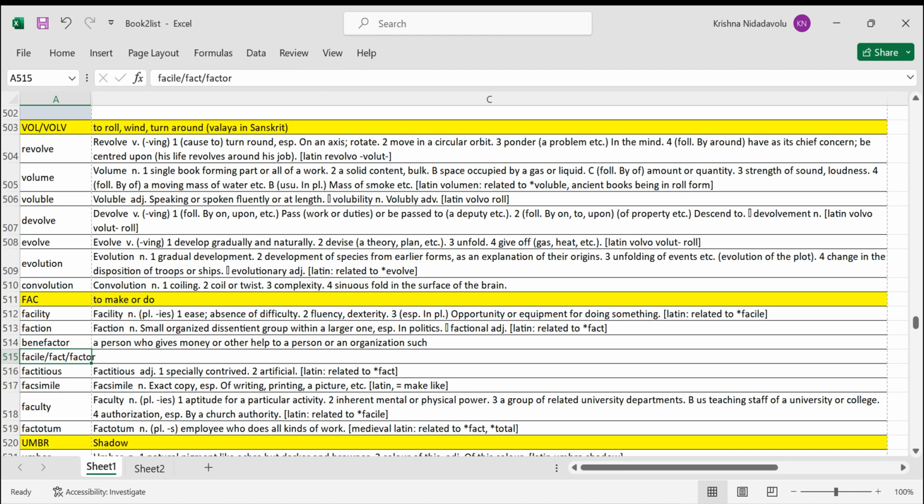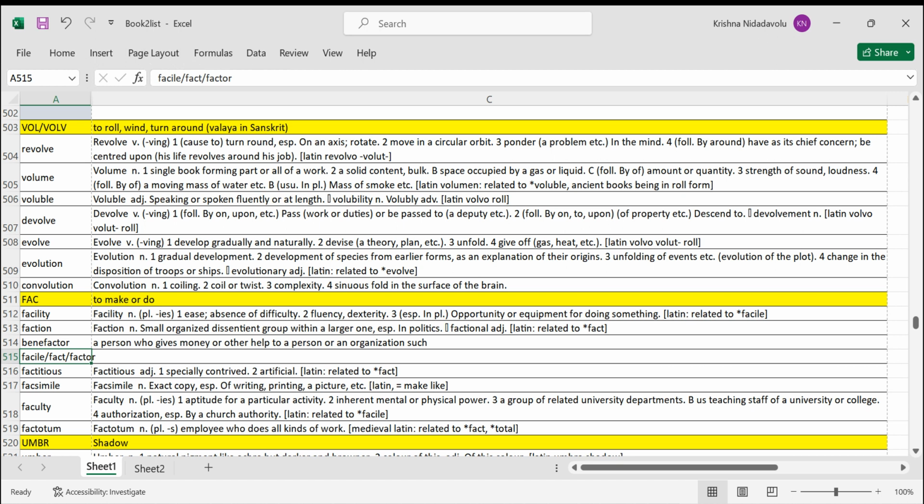The principal made a facile argument for the school's policy, but no one was convinced. So a facile suggestion doesn't deal with the issue in any depth. Easily accomplished, easily done. Making or doing is fact, right? So facile is something very easily done.